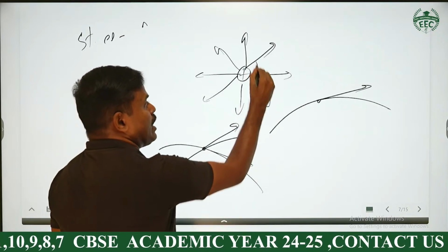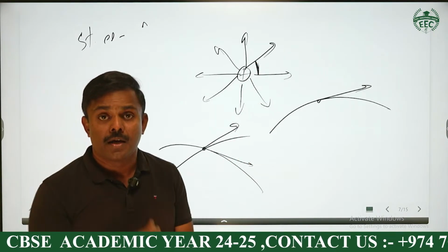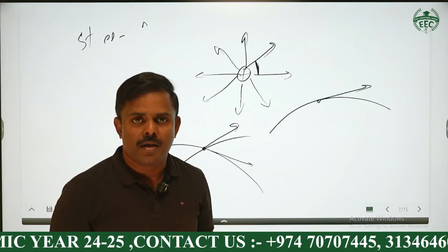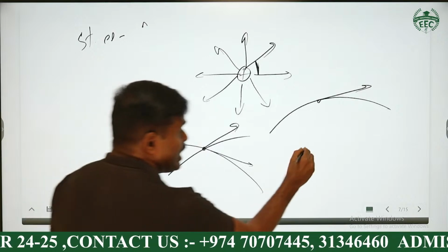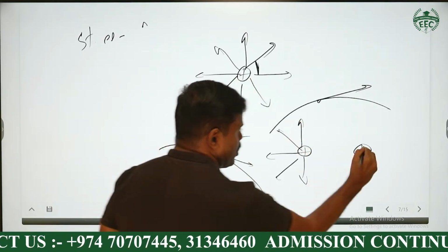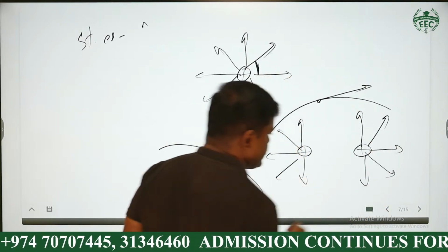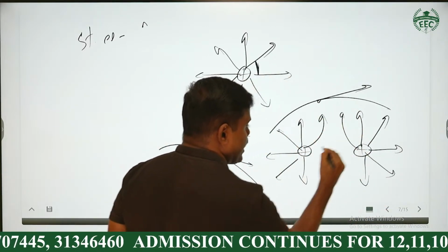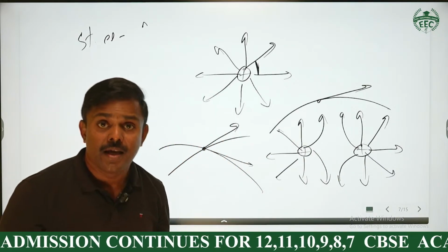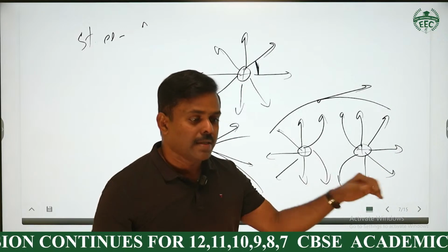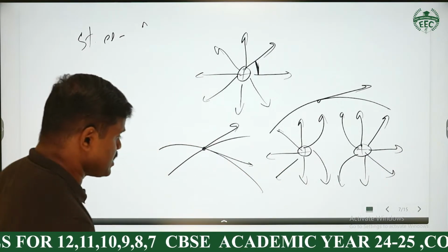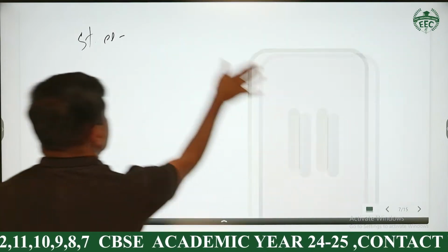Closer the field lines, stronger the field, and vice versa. If like charges are brought close, there will be lateral expansion of field lines, as the field lines are repelled. And if unlike charges are brought close, there will be longitudinal contraction of field lines. That's all for electric field lines.